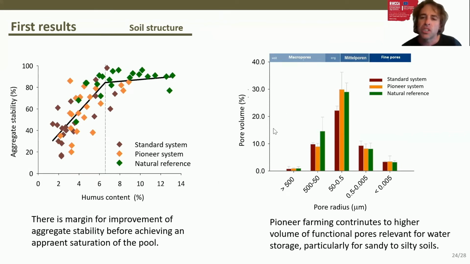Concerning the pore volume and the water storage, here you can see a first result from a silty soil, which is under no tillage management. And here you can clearly see that the pioneer management is pretty near to the natural reference in some very relevant pores, which are between soil aeration and water storage for plants. So there is a chance to improve soil structure and improve the pore system for key adaptation properties like water storage and soil aeration by changing management.